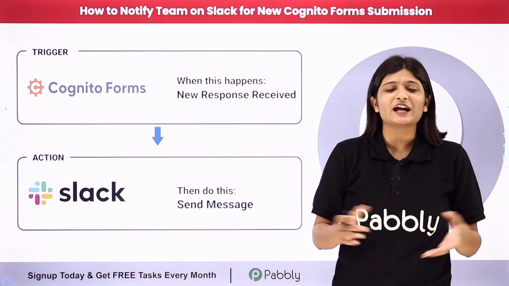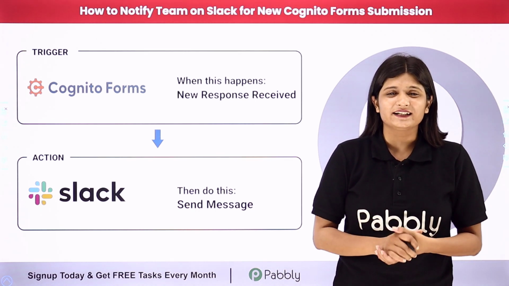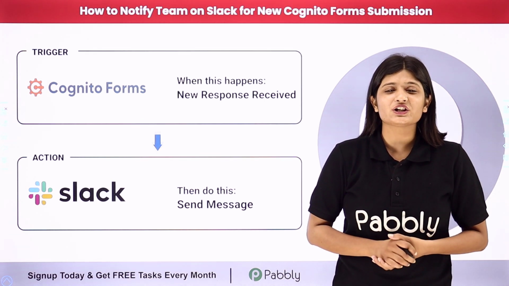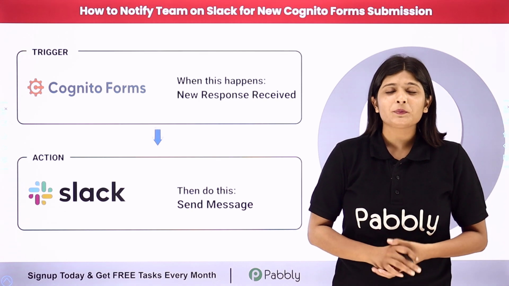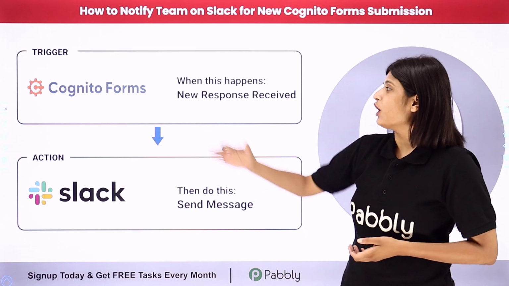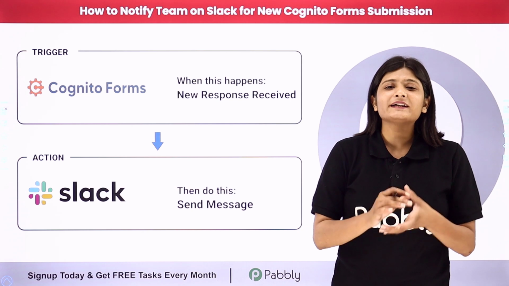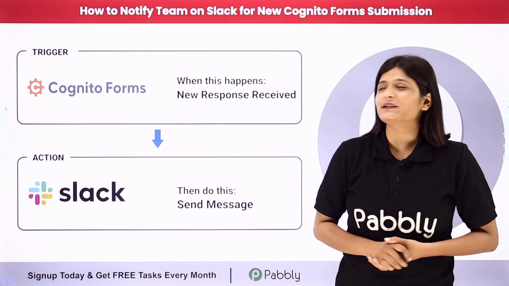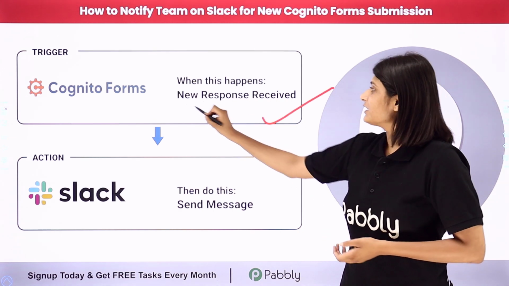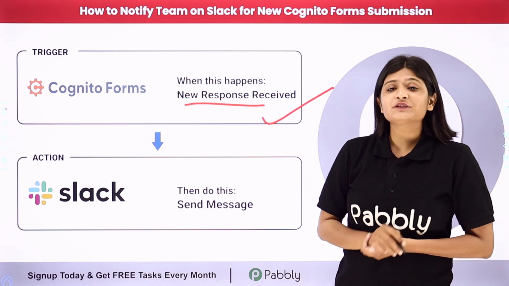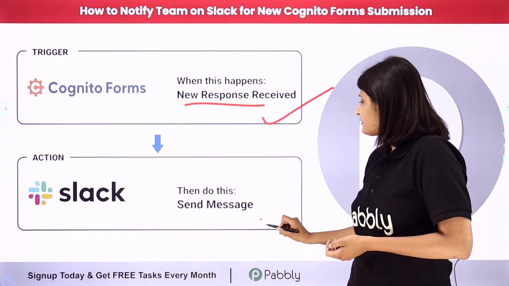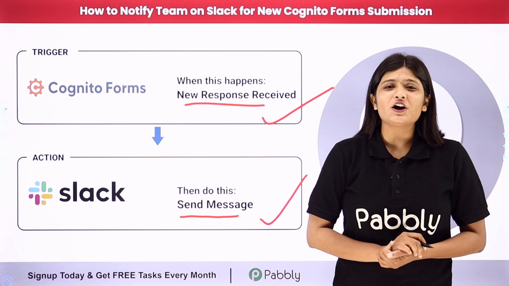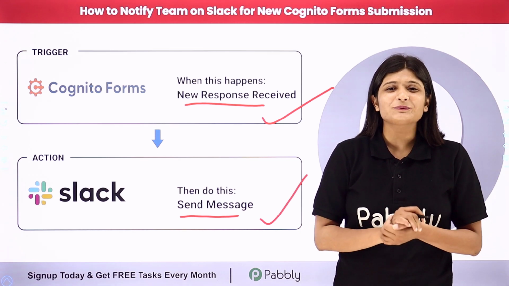This entire task can be automated with the help of Pabbly Connect. Pabbly Connect is an amazing automation and integration software which requires no coding or programming skill. I just need to build a connection between Cognito Forms and Slack. Pabbly Connect runs on two principles, which are trigger and action. Here as my trigger application, I will take Cognito Forms where the new response will be received, and in my action application, I will take Slack where the message will be sent automatically. If you want to learn this amazing automation step by step, let me take you all to my screen.